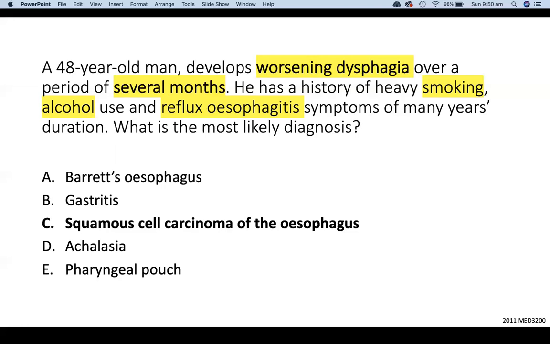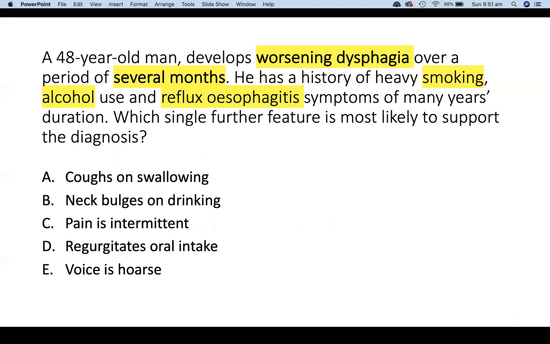So same patient, what further feature will most likely support the diagnosis of an SCC? E, did someone say? I think I heard an E. So this is more of like an ENT, the A is more of like an ENT or neuro sort of presentation. Neck bulges, that's also upper. Pain is intermittent, that's not very typical of SCC. Regurgitation is more of a dysmotility sort of thing. And hoarse voice, as we said before, is a complication. So recurrent laryngeal nerve invasion.